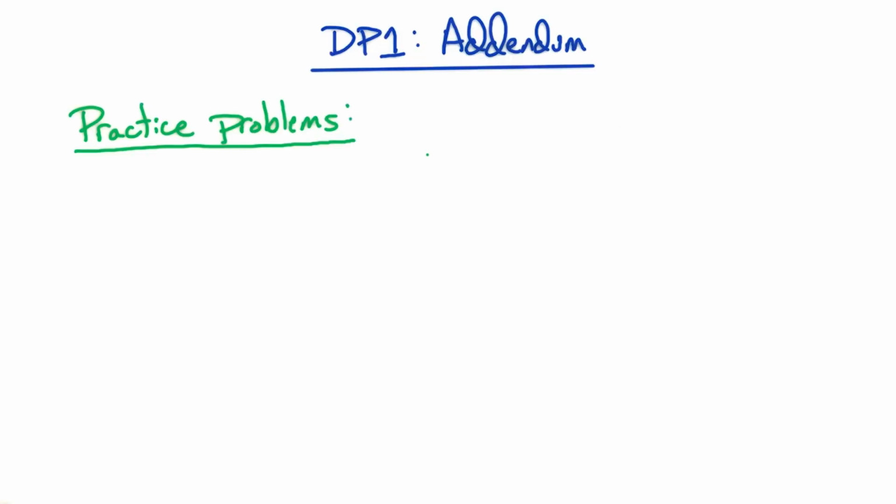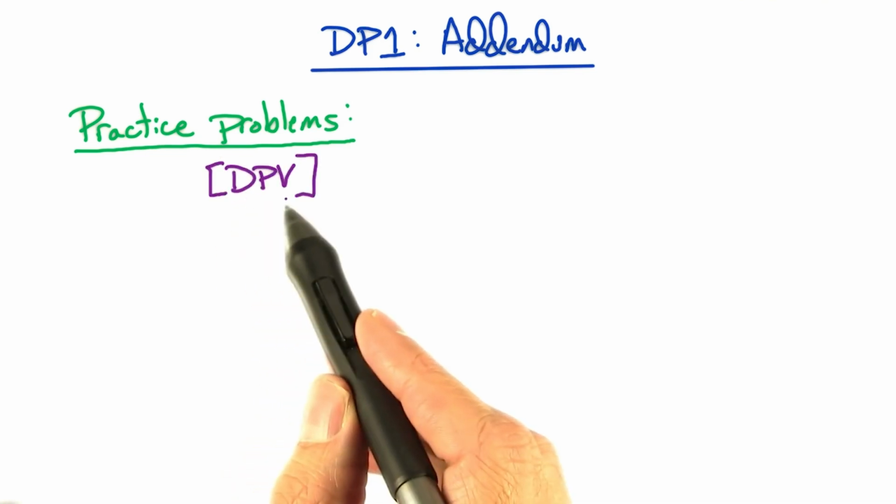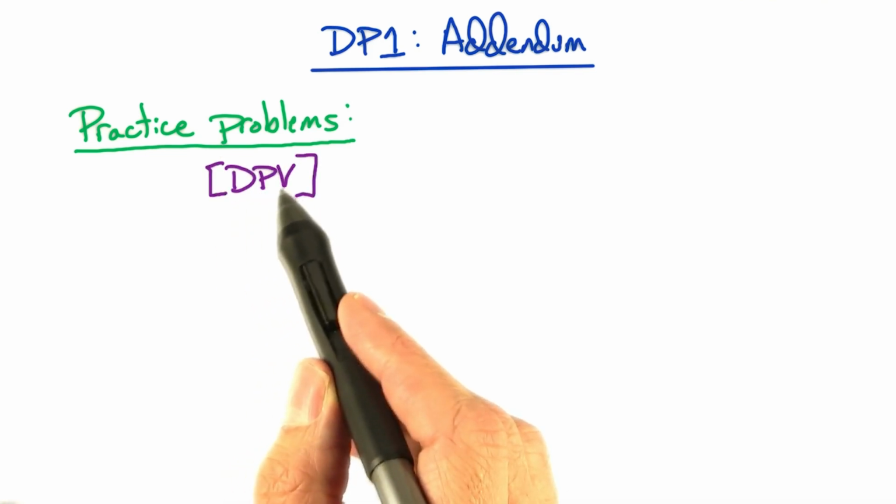At this point, I suggest you try some practice dynamic programming problems. There are a lot of great practice problems in the Dasgupta book. Let me suggest a few problems for you. Now, these are problems from the textbook Algorithms by Dasgupta, Papadimitriou, Vazirani.